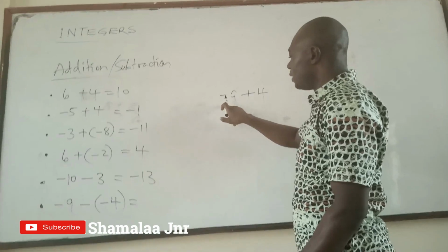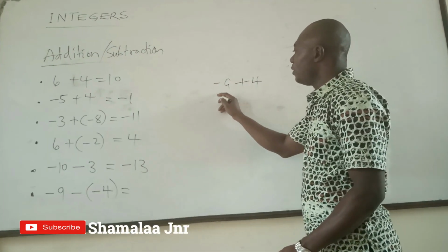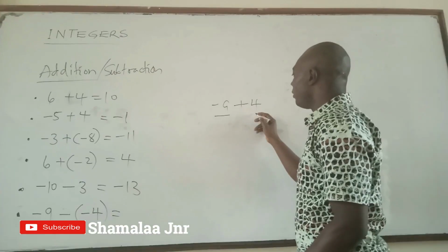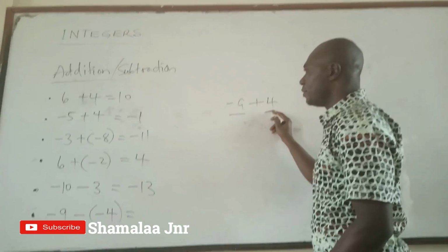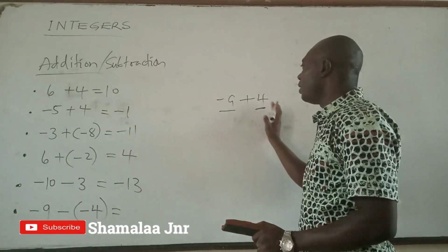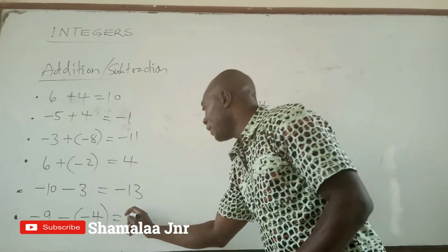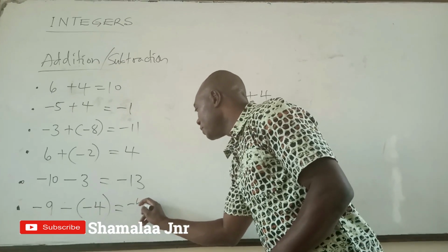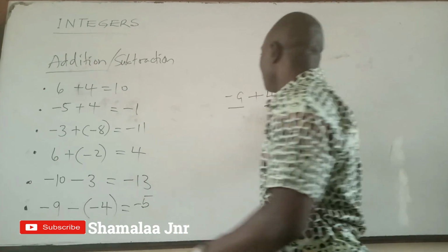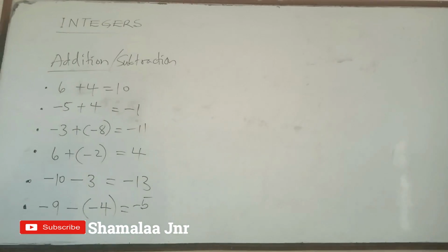So it means negative 9 plus 4. Now, you are owing somebody 9 cedis, and your brother or sister has given you 4 cedis. So you don't want any trouble, you go and pay the 4 cedis, and you are left with 5 cedis to pay. So it means that you'll be owing 5 cedis. So that is negative 5.